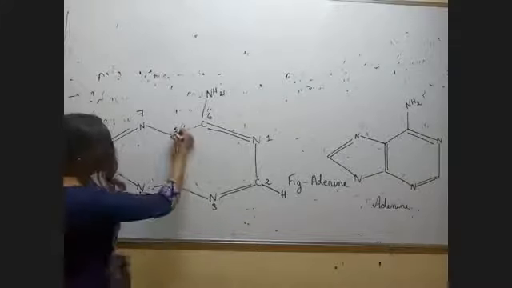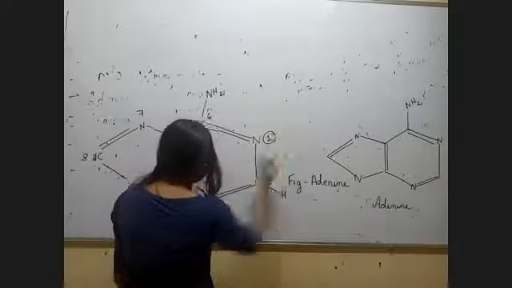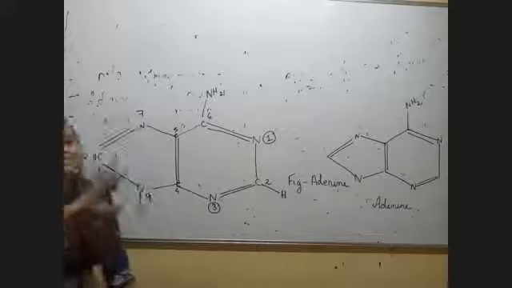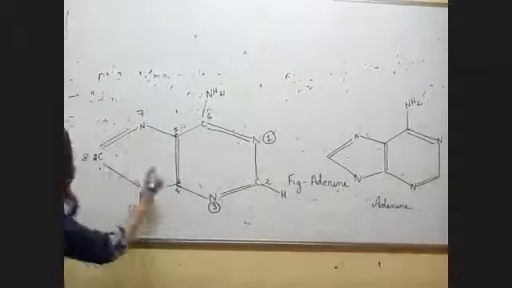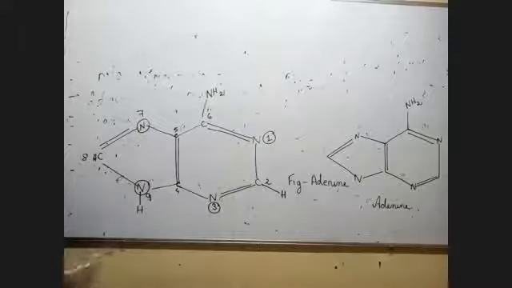Carbon will be at positions 4 and 5, because nitrogen will be only at 1 and 3. At all the remaining positions there will be carbon, at 7 and 9 also. The nitrogen positions are important; the other things are not so important.